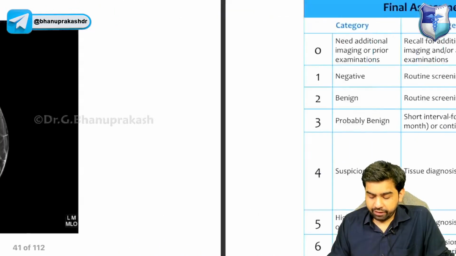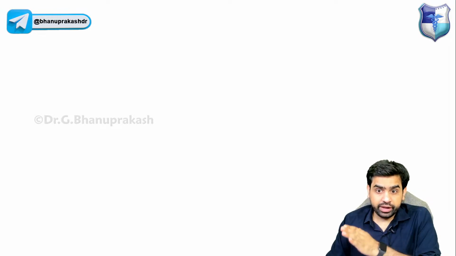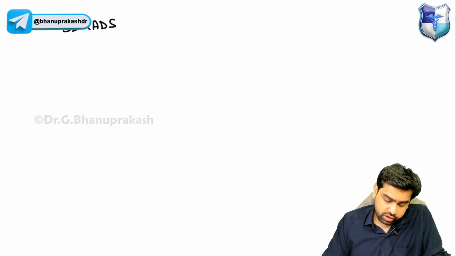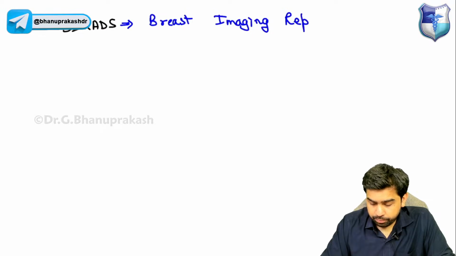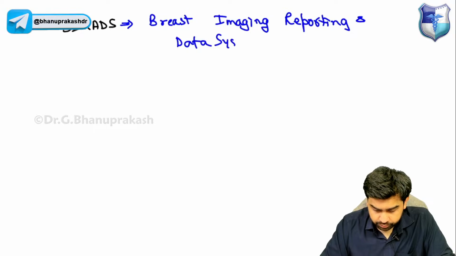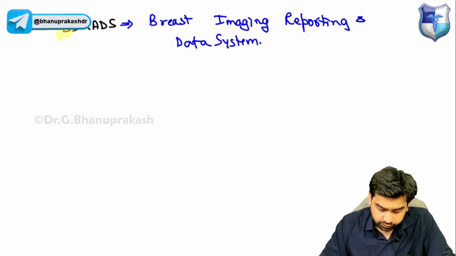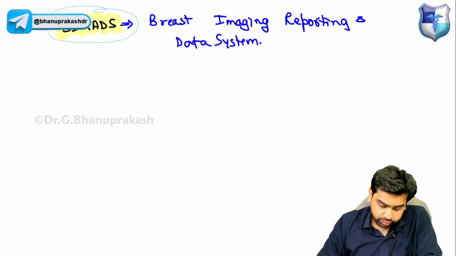Right. Now, based on the mammography, we have something called BI-RADS. BI-RADS stands for Breast Imaging Reporting and Data System. So this is what is referred to as BI-RADS, the Breast Imaging Reporting and Data System. Please try to understand what this BI-RADS is.